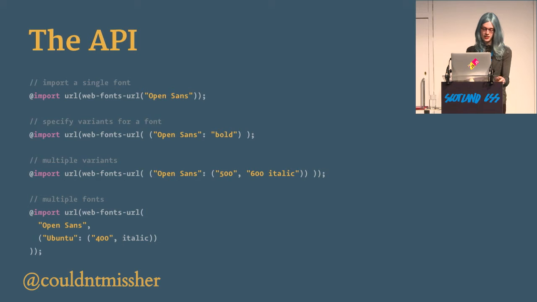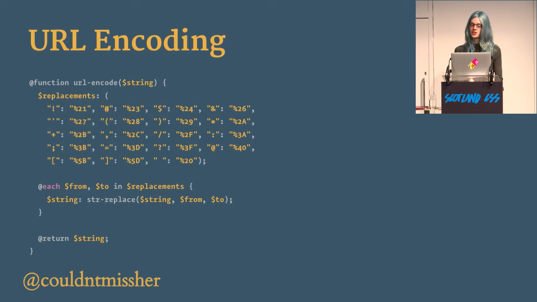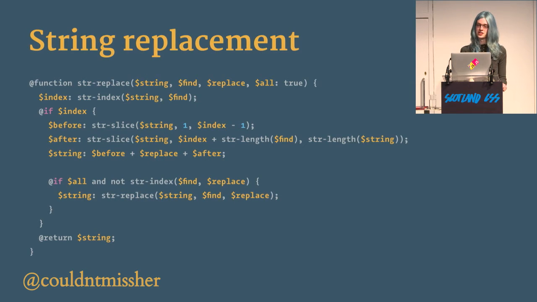Another challenge that I came across in this that I think is probably something that's likely to hit a lot of people trying to do a similar thing in creating some Sass library that does a lot of programming behind the scenes, was URL encoding. And to do this, we needed to have string replacement. And string replacement is something that you would expect a programming language to have. It's a pretty common thing you have to do. But Sass doesn't have it. And so you have to implement that yourself.